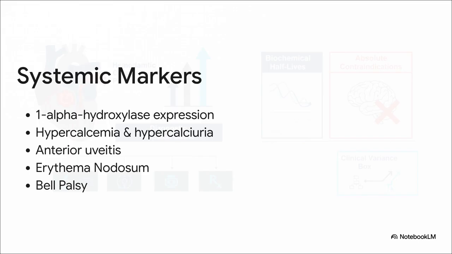You also need to instantly recognize the systemic markers. Extrapulmonary targets are extremely high yield and strictly include anterior uveitis, which demands a slit lamp exam, erythema nodosum showing up as painful shin nodules, and Bell's palsy affecting cranial nerve 7.